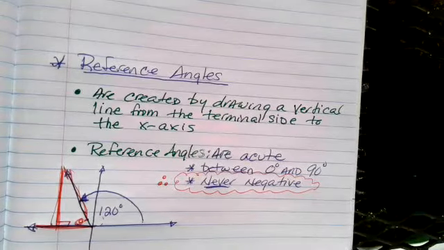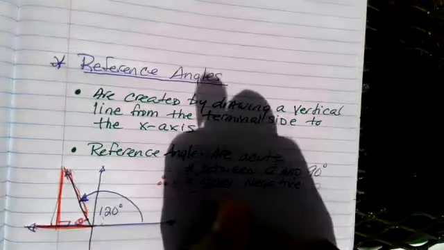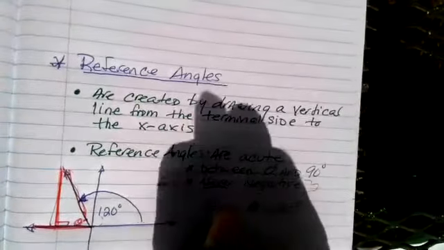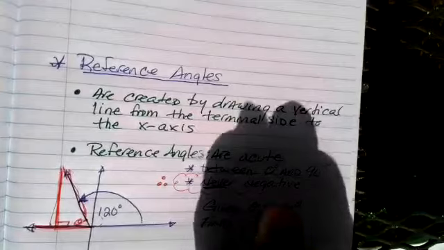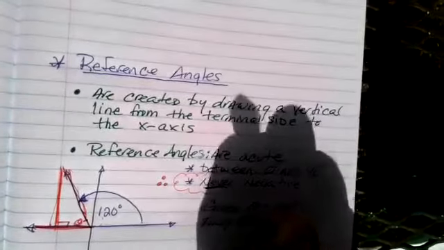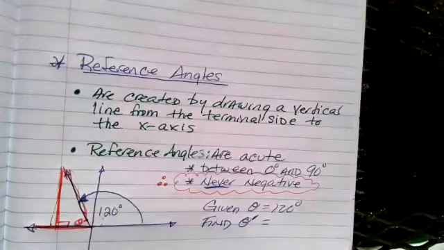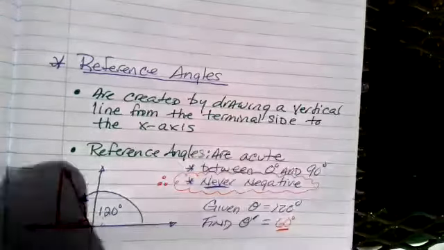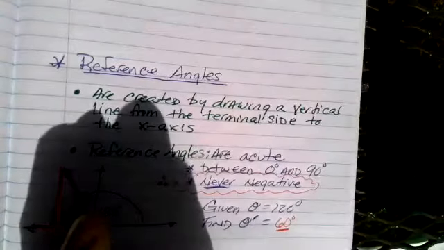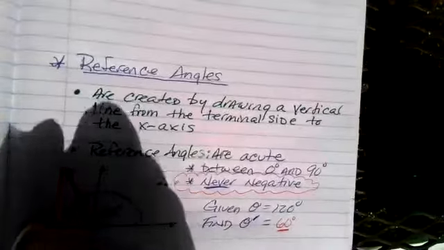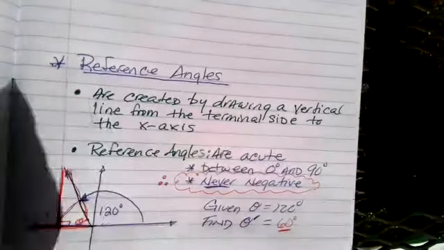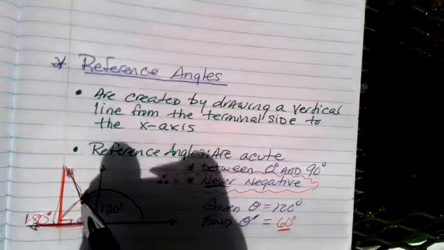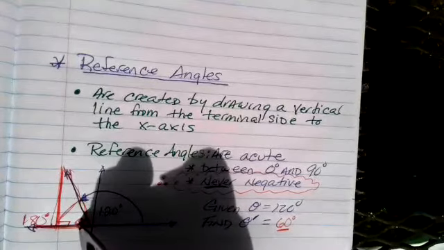So the question might be, given theta is 120 degrees, find the reference angle, or theta prime. Your answer would be 60 degrees. Because if this is 120, and to here would be 180, then the remaining space in between 120 and 180 would be 60 degrees.